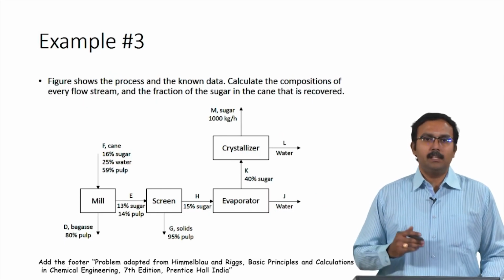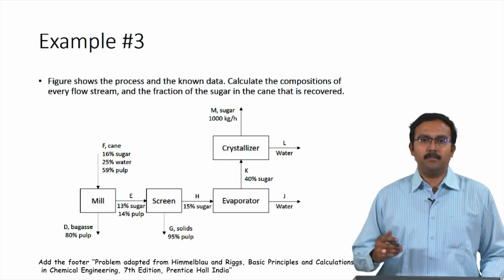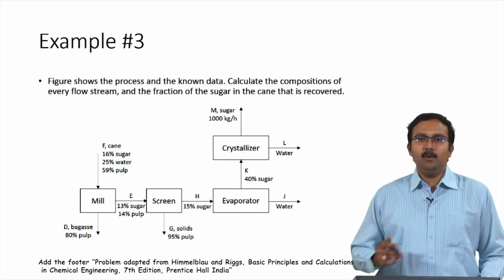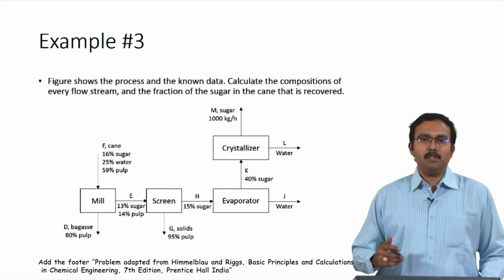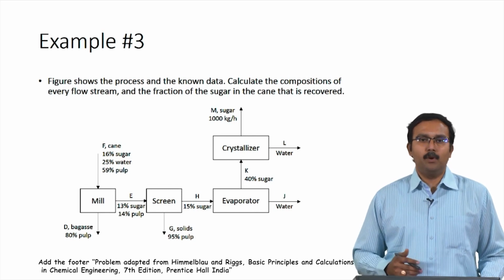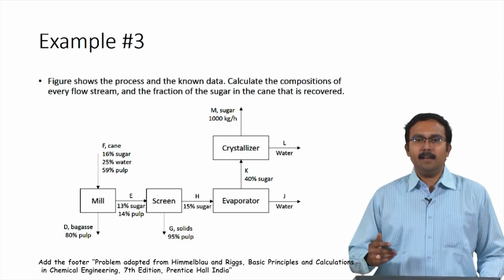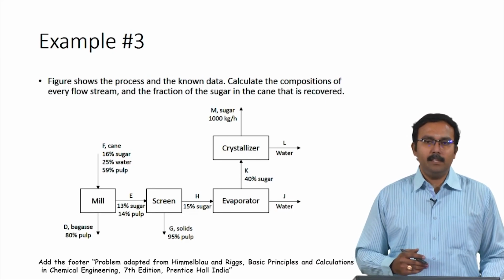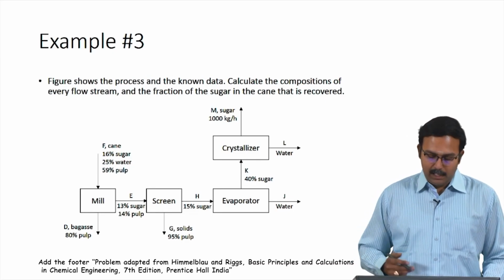Here the figure shows the process for extraction of sugar from sugarcane. All the known data is given here. You are asked to calculate the composition of every flow stream and the fraction of sugar in the cane that is recovered. To do this, we need to get information about all the unknown streams.